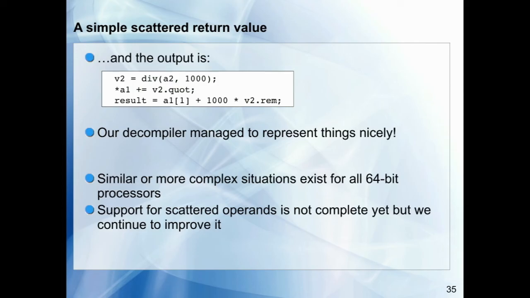So you see that the output is quite nice. We have the result of the call put into a variable called v2, and apparently v2 is a structure, and it has 2 fields, the quotient and the remainder. Scattered operands turned out to be quite complex things, and we do have support for them, but not everything can be handled nicely. We are working on it, but we are not there yet.